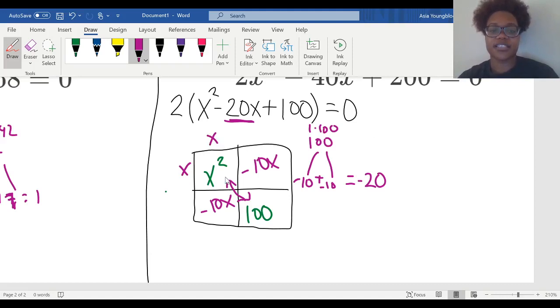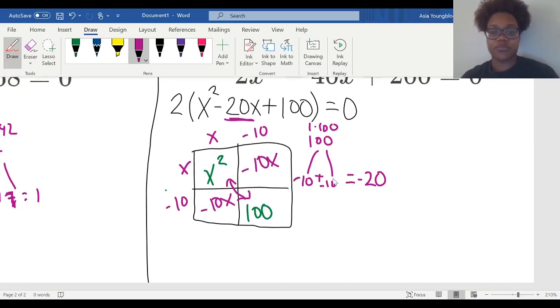X times x is x squared. X times negative 10 is negative 10x. X times negative 10 is negative 10x again. Negative 10 times negative 10 is 100. That's just our check step. So now we factored this further. So let's rewrite what we got now.